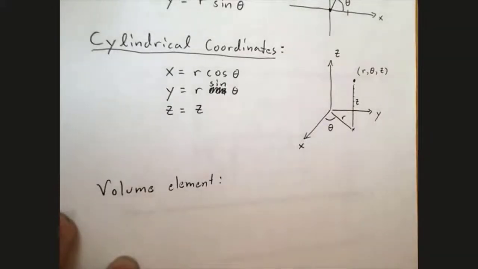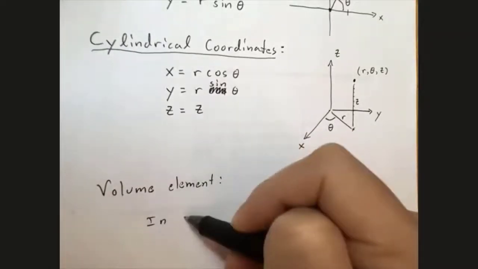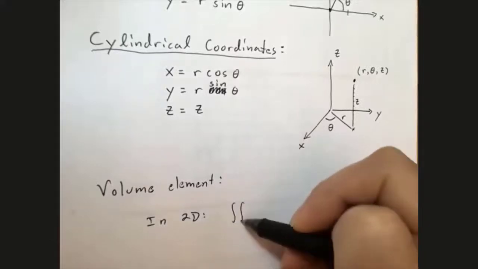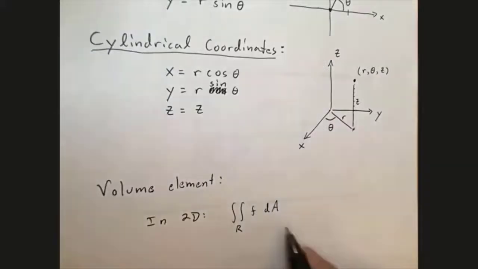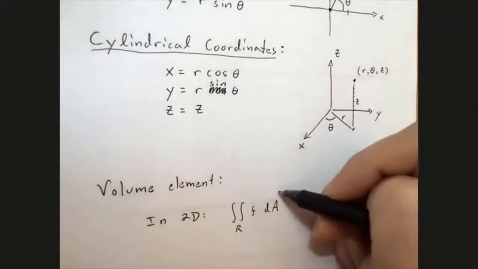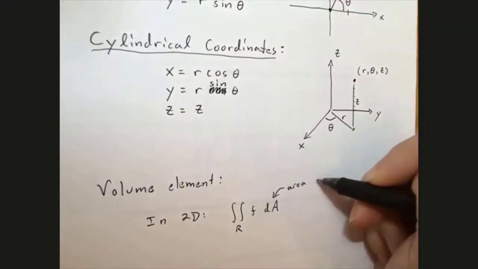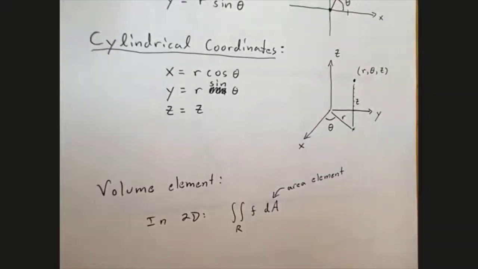Well, recall what the area element was in polar coordinates. When we do a double integral, we write a dA at the end, right? So in 2D, we do a double integral over a region, and we have some function in here, and then we write dA. That's the area element. And what that's representing is an infinitesimally small chunk of area. And the integral multiplies that by the function and then adds up all those values.